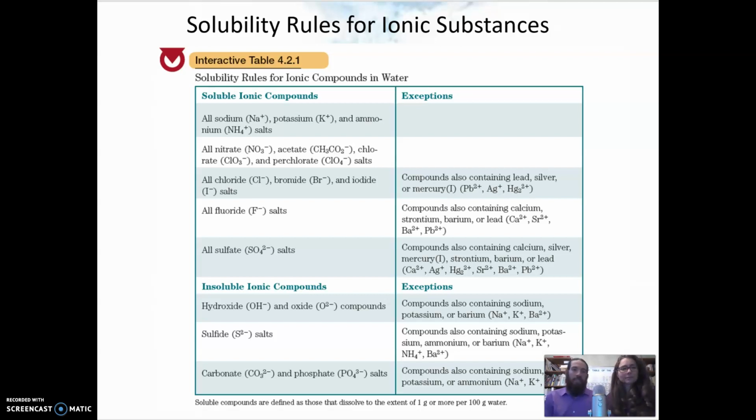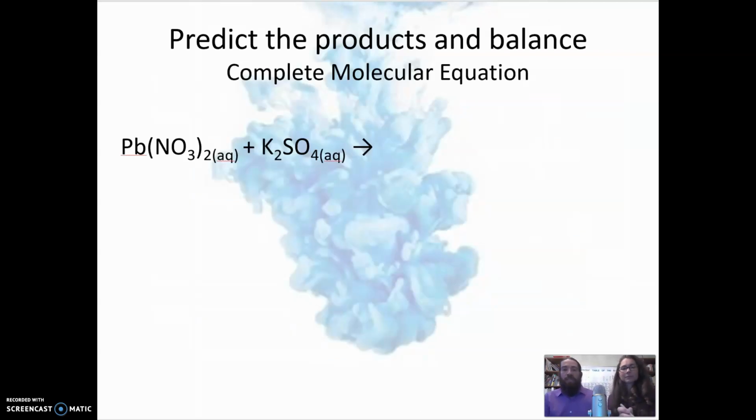So let's see an example here. We can be given a couple of reactants. We've got lead nitrate and potassium sulfate. Notice they're both aqueous. So we are going to predict the products. Now, because we have two compounds here, we can use the double displacement type reaction to predict our products.